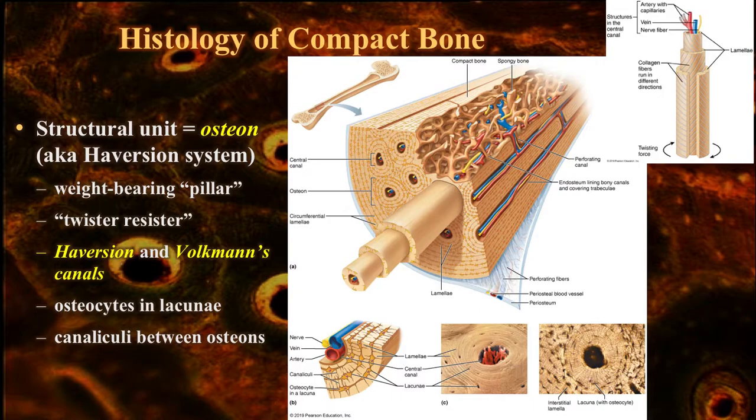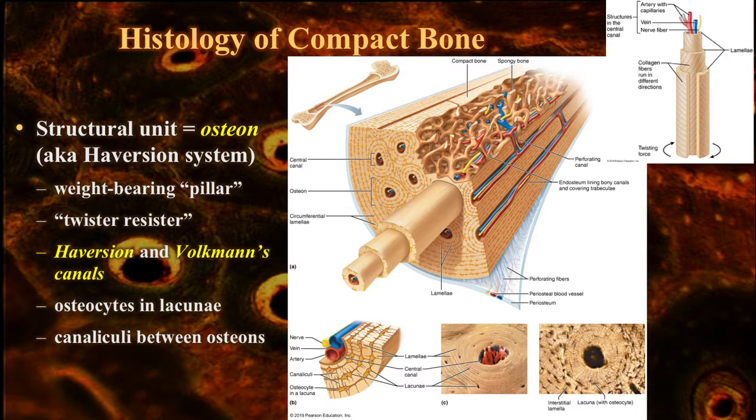It's a weight-bearing pillar. It's super, super strong. It's sometimes called a twist resistor because if you look at the way the collagen fibers are laid down, in each concentric circle, the collagen fibers are laid down in opposite directions. So you have collagen fibers this direction, and then the next layer in, the collagen fibers are this direction, and the next layer in, the collagen fibers are this direction. And remember, collagen fibers are really, really strong in the direction that they're laid. So, with it alternating back and forth, you're going to prevent twisting because you're going to have a collagen fiber preventing you from moving that direction. Okay?